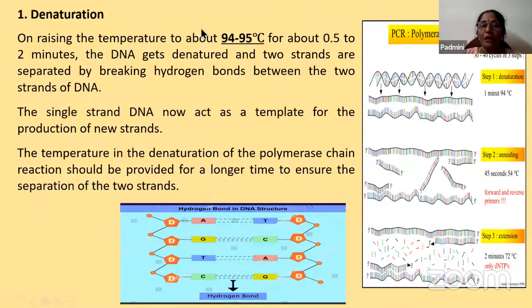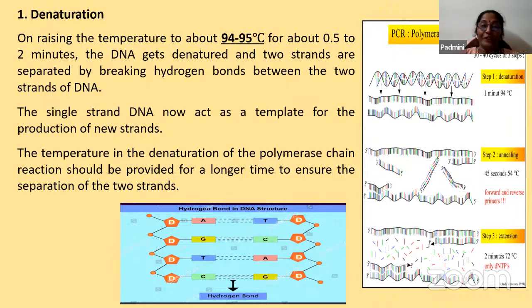So when is this going to occur? When you raise the temperature to 94 to 95 degrees centigrade for about 0.5 to 2 minutes or 3 minutes, depending on the type of DNA that you're going to use, the DNA is going to get denatured and the 2 strands are separated by breaking hydrogen bonds between the 2 strands of DNA. Now the single strand of the DNA is going to act as a template for the production of new strands. So you have 2 templates, and these 2 templates act as the template for synthesis of a new DNA strand.